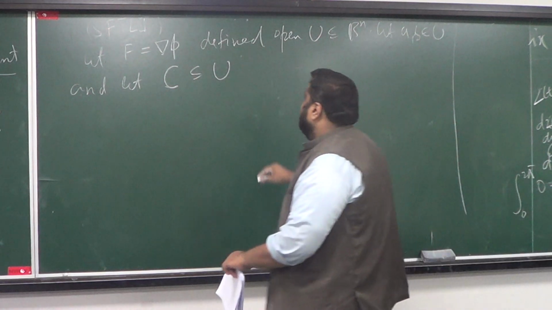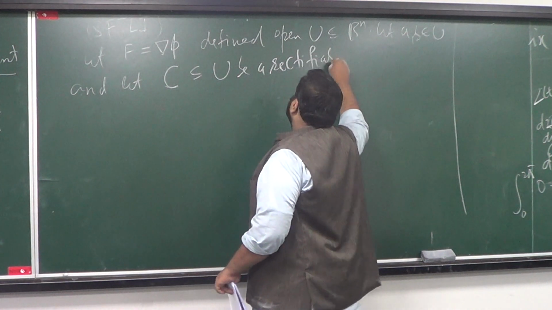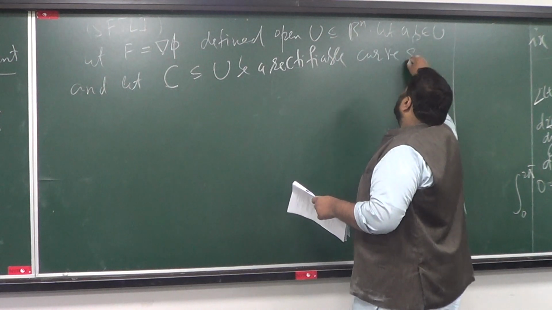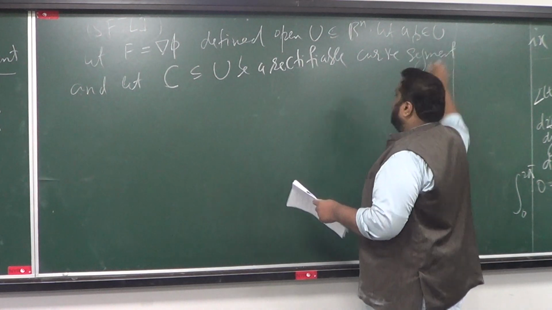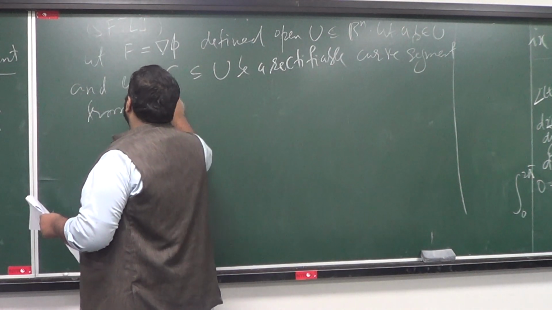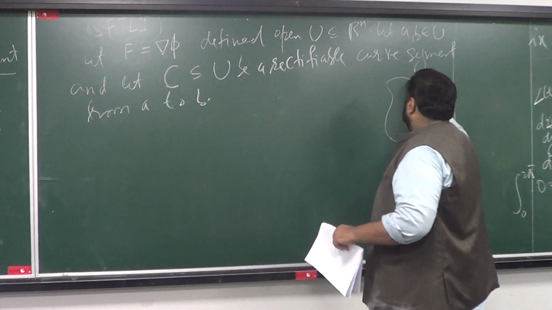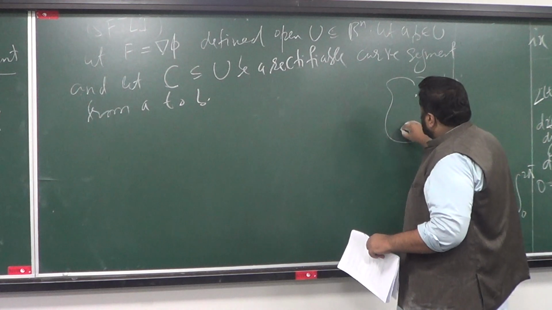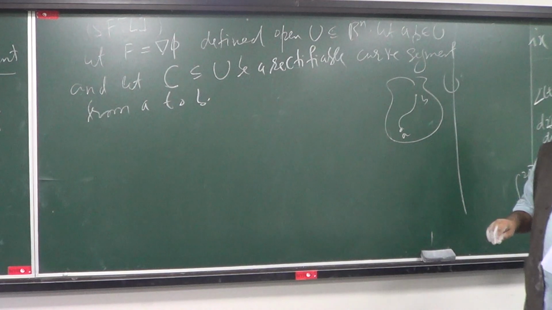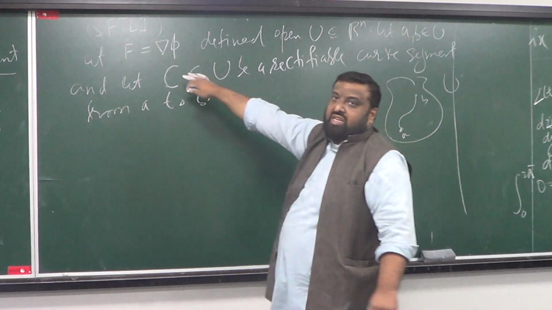Okay, let C be a rectifiable curve segment from A to B. Which A to B? These two A to B. So I have this domain U, and I'm saying that these are the 2 points A and B, and I have a curve that joins them. That's what I'm saying. And this entire U is the domain of the scalar field.